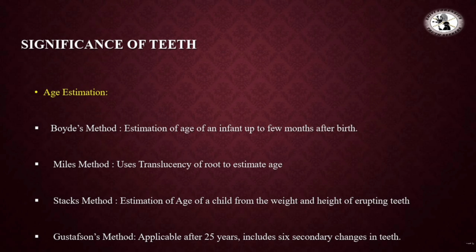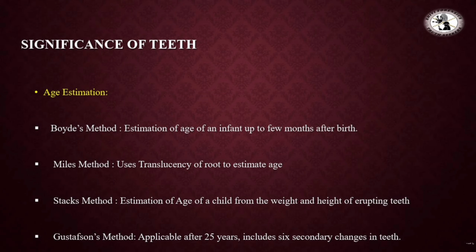Let's discuss about the significance of teeth. Teeth is one of the important evidence in forensic examination. It helps in identification of a person based on age estimation, sex determination, and race identification. Age estimation. It is mainly based on 4 methods: Boyd's method, Miles' method, Stack's method, and Gustafson's method.